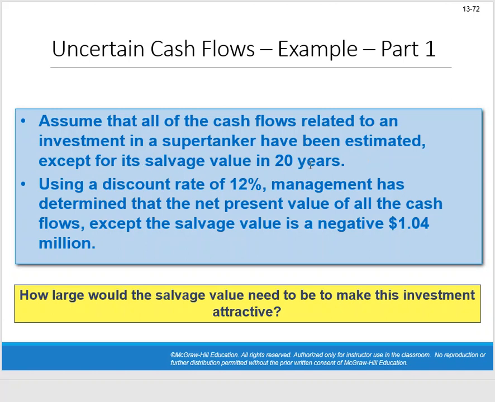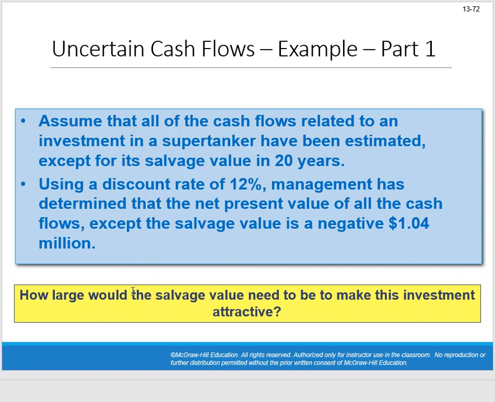Well, first of all, we're talking big dollars here, and they've estimated everything, but they can't seem to come up with the salvage value. I don't know. Something strange about this problem. They're using a discount rate of 12%. Management has determined that the NPV of all the cash flows, except for the salvage value, is negative $1.04 million. Okay, so again, management's able to figure out all these numbers and come up with the NPV, but they can't seem to come up with the salvage value.